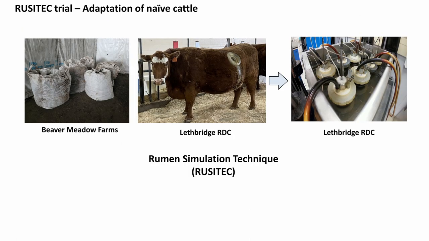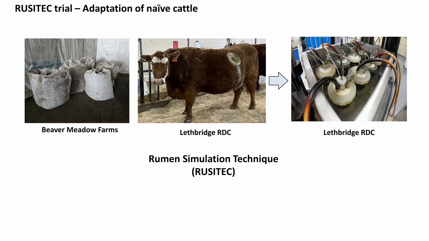So we have these probes in hand, and we decided to look at the rumen of the animals from Beaver Meadows, which is still underway, but what I'm going to share with you is some work we did with adapting naive cattle. So these, again, this cow is from Lethbridge, born and raised, 100 years on the prairie. Never seen a seaweed polysaccharide before. We had some of the seaweed shipped, and we set up these artificial rumen chambers.